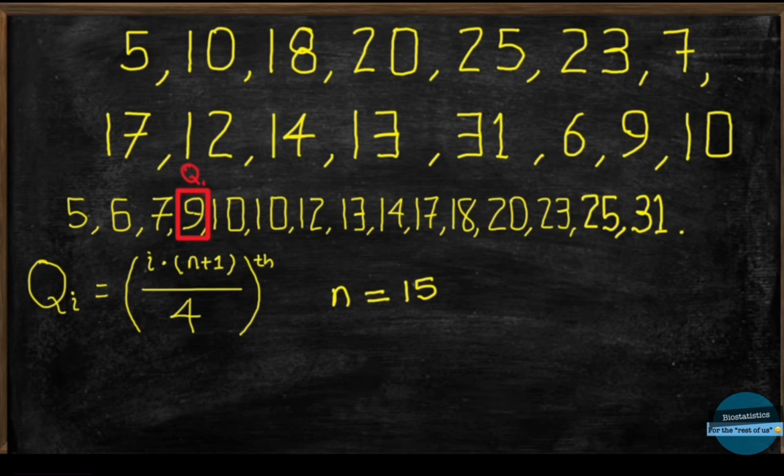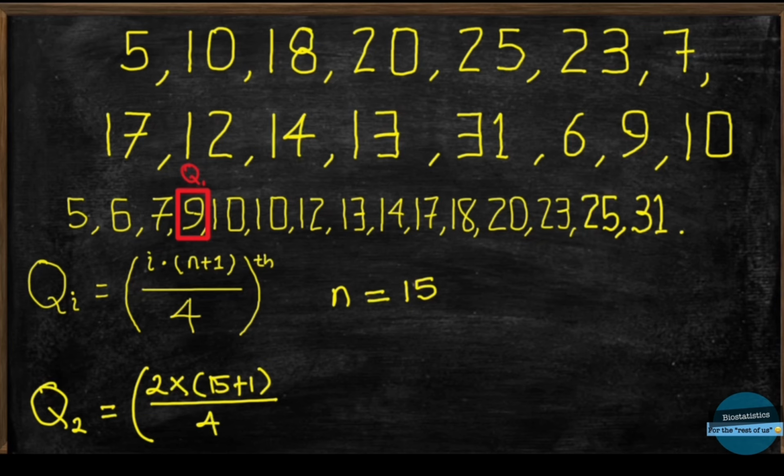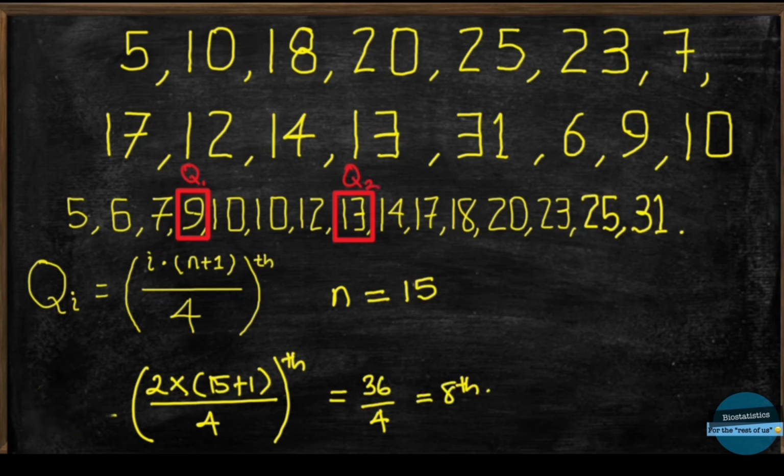Now let's quickly do this for Q2. i here will be the number 2. So using the same formula, Q2 will be equal to 2 times (15 plus 1), all divided by 4. That's 36 divided by 4. And so our Q2 is going to be at the 8th position. So looking at our sorted data, our 8th position is right about here. Awesome, right? And you know, Q2 is the same thing as the median of the entire data set. So our Q2, which is the median, is 13 years.